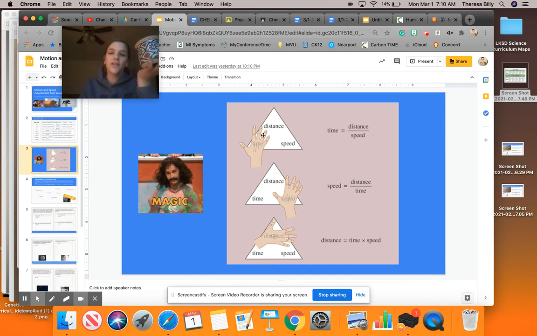If I'm trying to find the equation for time, I put my hand over it. The equation is distance divided by speed. And then same thing, put my hand over distance if that's what I'm trying to find. And my equation is time times speed. Or you could say time multiplied by speed. Okay, so that's just there to help you because you might want to use them in the next couple slides.